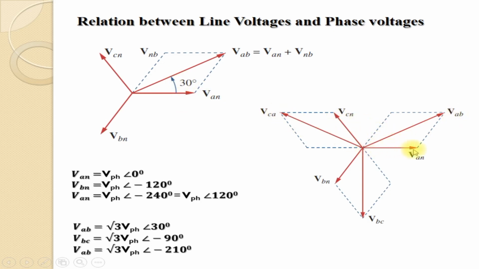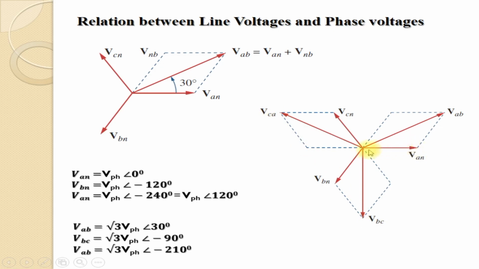VAB is obtained by the vector sum of VAN and VBN reversed. Similarly, VBC will be obtained by the vector sum of VBN and VCN reversed. VCN is this and VCN reversed is this. So, if you find the vector sum of these two vectors, you get this. That is VBC.